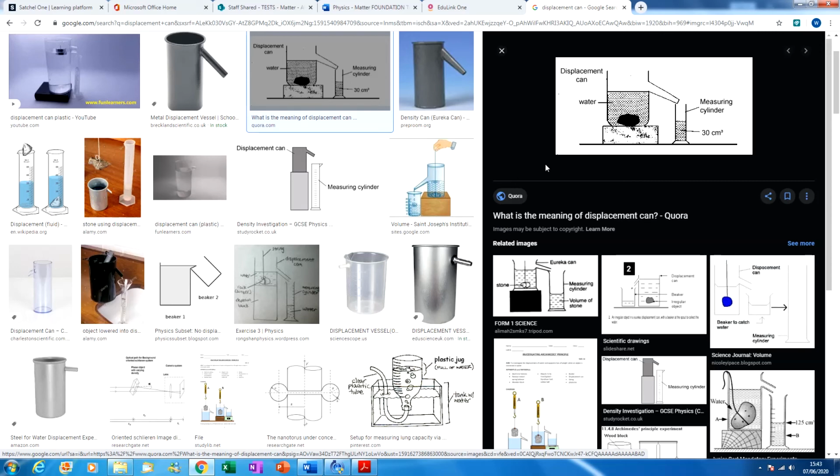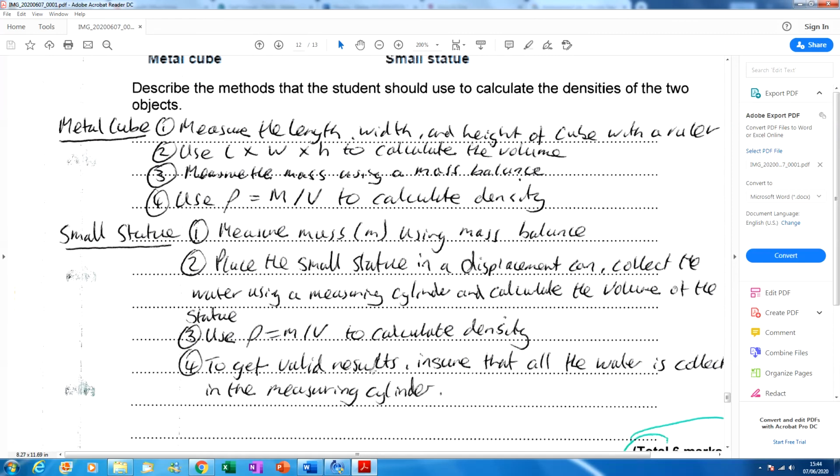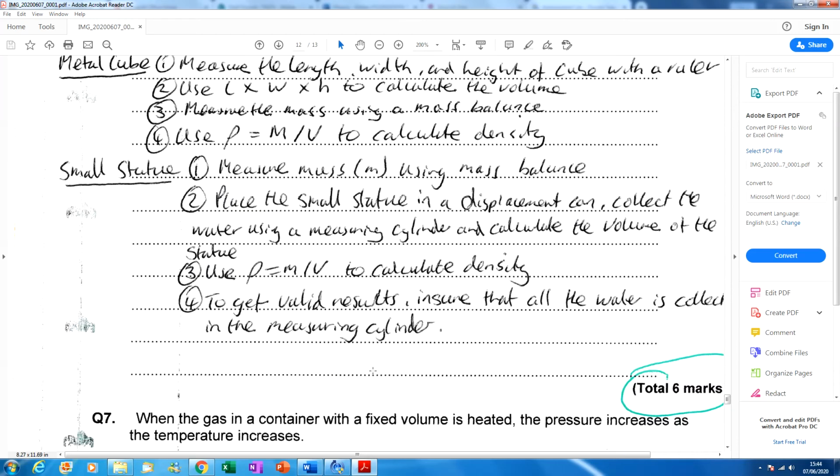It's sometimes called a eureka can, but it's essential that you talk about that in the right way. Place the small statue in the displacement can, collect the water using a measuring cylinder, and calculate the volume of the statue. Use rho equals m divided by v.